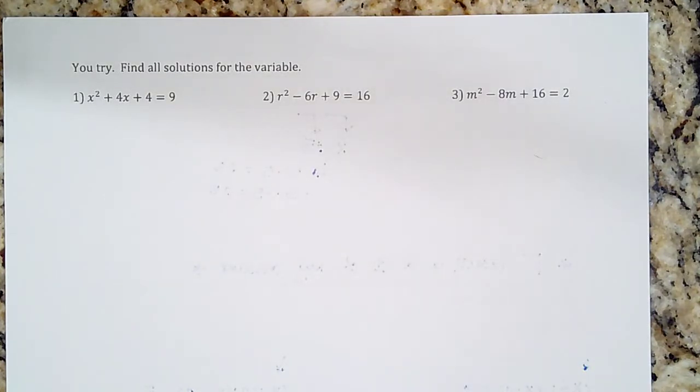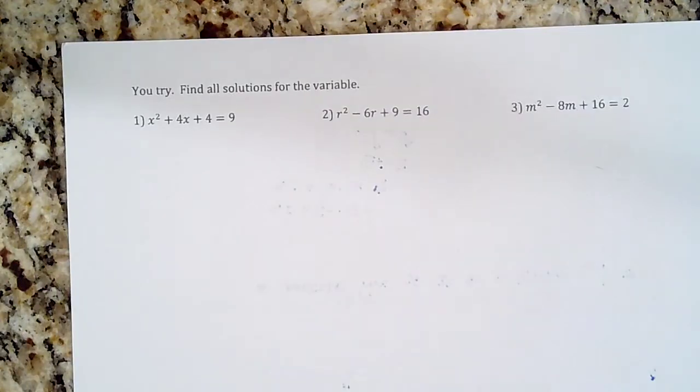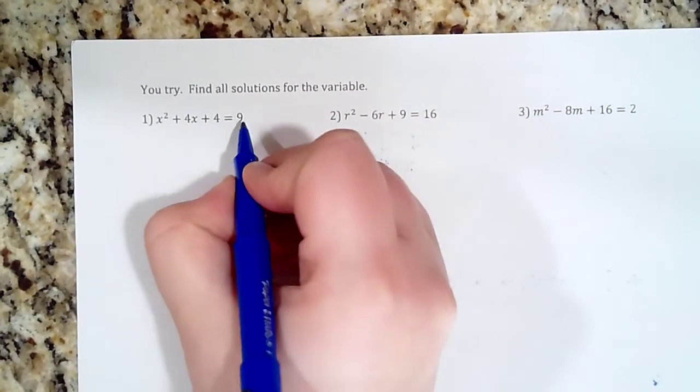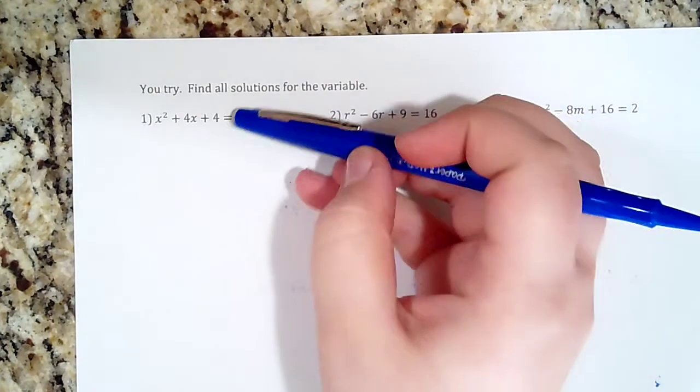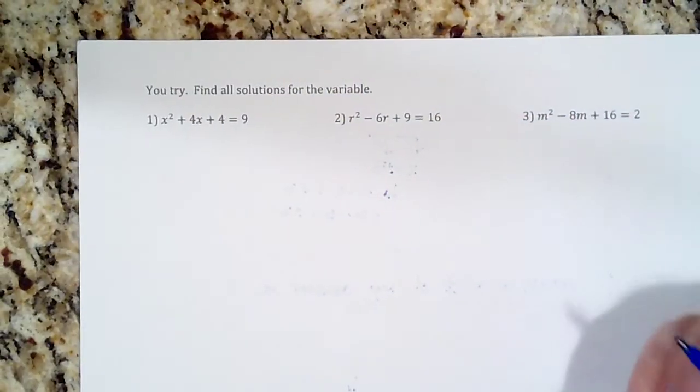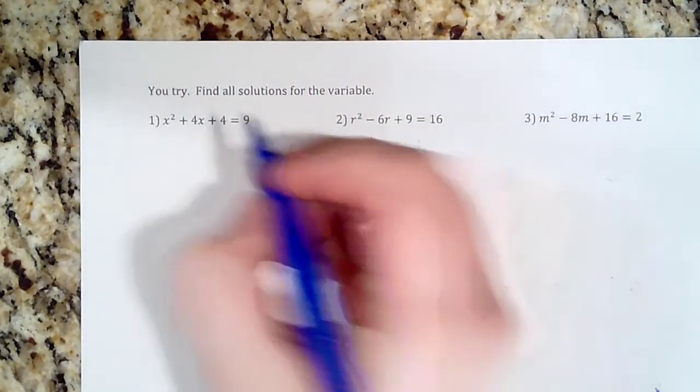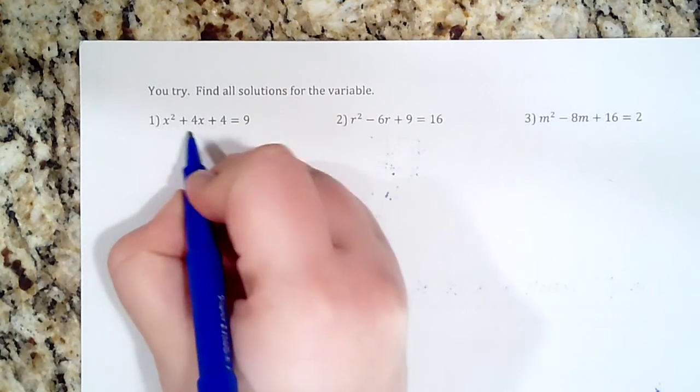All right, hopefully you had a moment to try those on your own. Let's work through these together now. It's going to be a nice problem, I see, because I have a nice square root on the right side, but even if I don't, I can still work with it. Let's just start by breaking this side down.